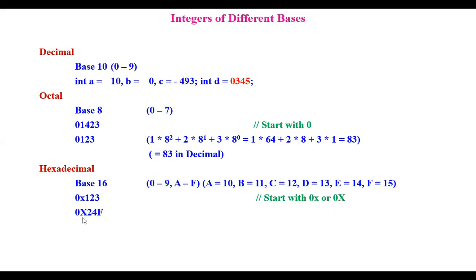Now, this is another example. 24F. F means 15. That means 2, 4 and 15. This is a number in the hexadecimal system. That is what 0x means.